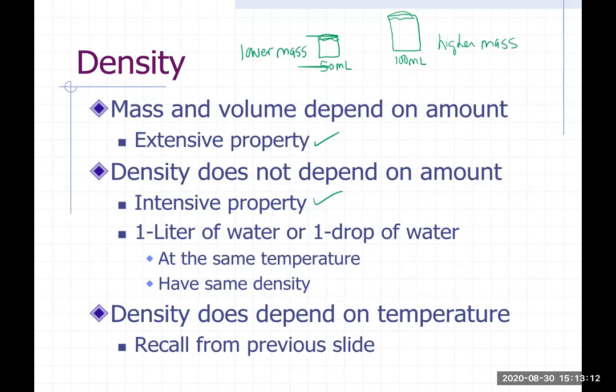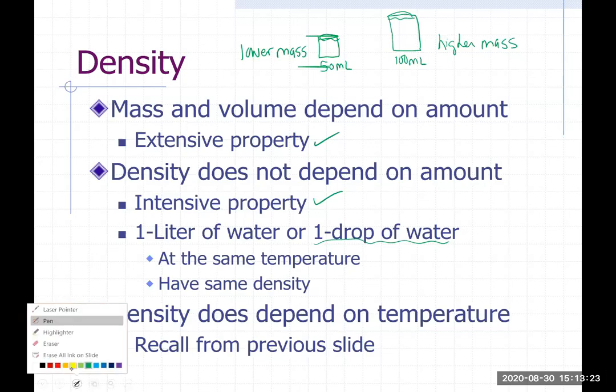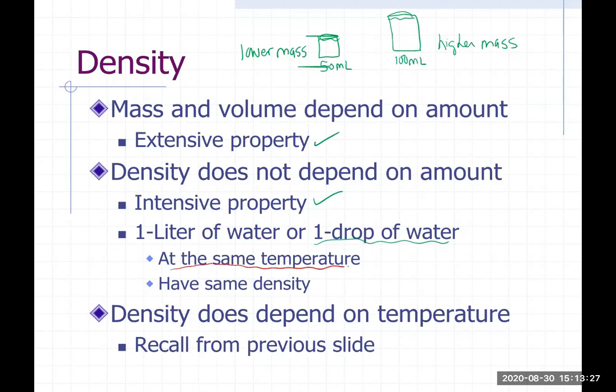That's an extensive property. Density, on the other hand, it doesn't matter if we have one drop of water or a whole swimming pool of water. If that one drop and that pool are at the same temperature, then the density is going to be the same for both of them. That's an intensive property. So they don't depend upon volume or mass. The density doesn't depend upon volume or mass.